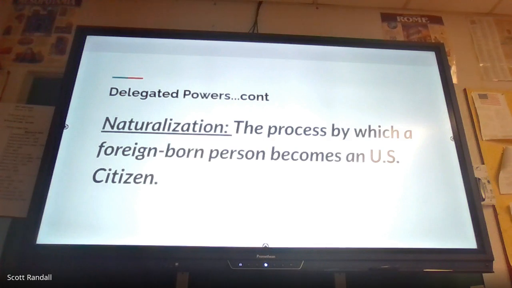And so you'll find, famously on the 4th of July, they'll have a big swearing-in ceremony for a lot of people. But that doesn't just happen on the 4th of July. So this is regulated by Congress, under Section 8.